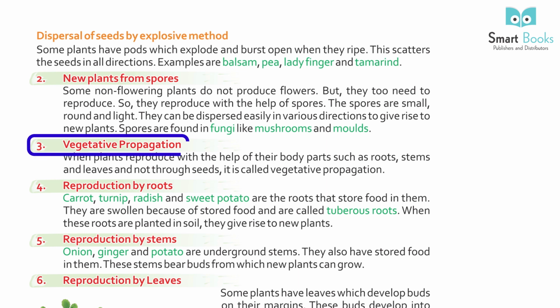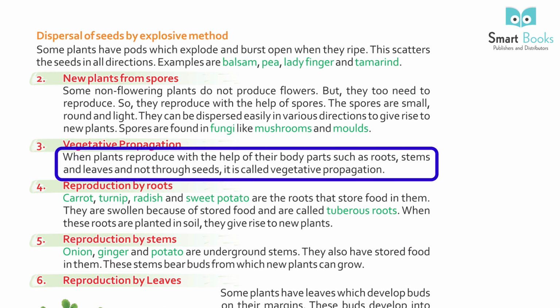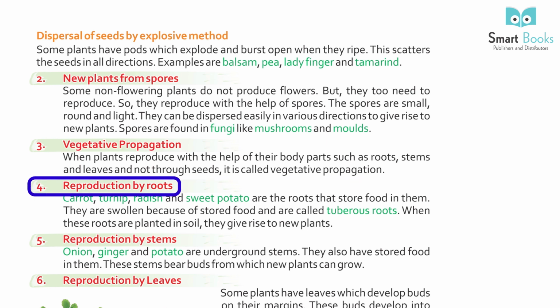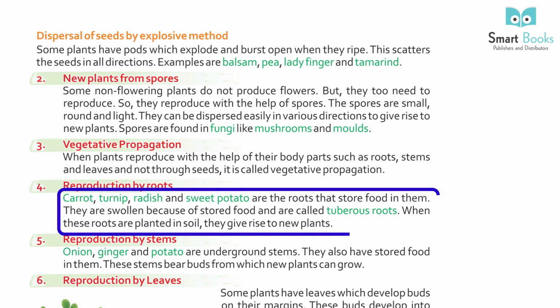2. Vegetative propagation. When plants reproduce with the help of their body parts such as roots, stems and leaves and not through seeds, it is called vegetative propagation. 3. Reproduction by roots. Carrot, turnip, radish and sweet potato are roots that store food in them. They are swollen because of stored food and are called tuberous roots. When these roots are planted in soil, they give rise to new plants.